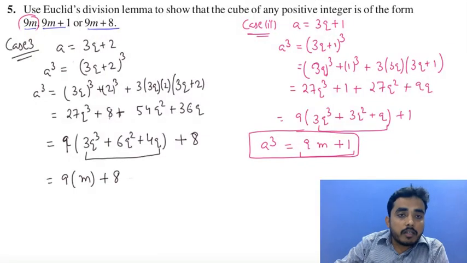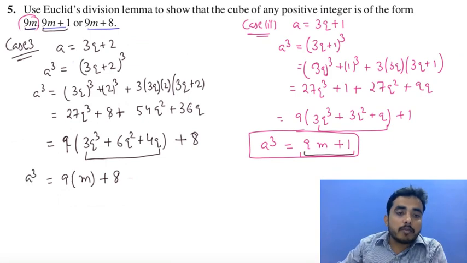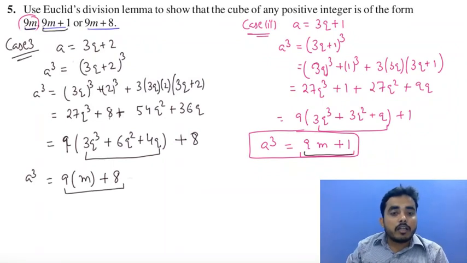So we have covered all the cases. In case 1 we have proved that cube of any positive integer is of the form 9m. In case number 2 we have proved that cube of any positive integer can also be of the form 9m plus 1, and in case 3 we have also proved that cube of any positive integer may also be of the form 9m plus 8. So with this our exercise 1.1 is solved.